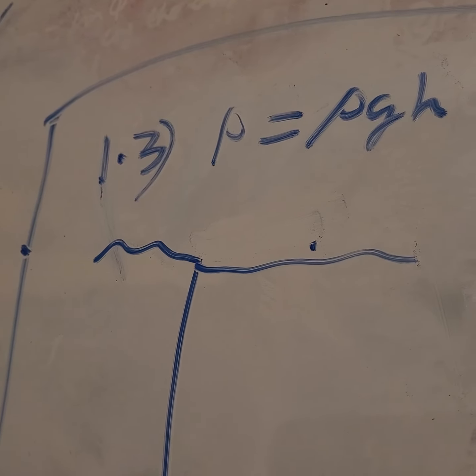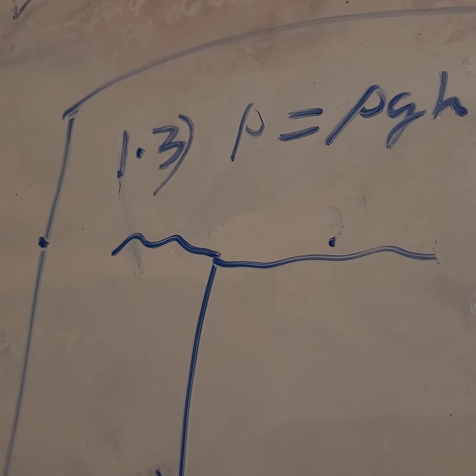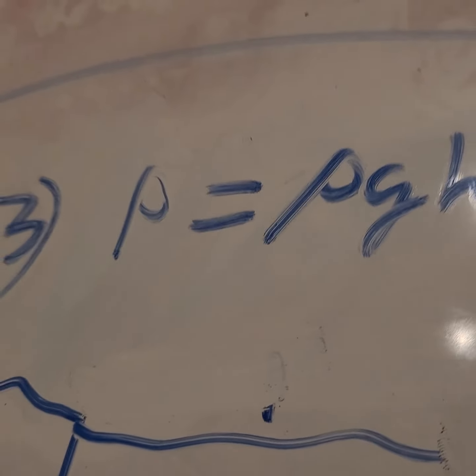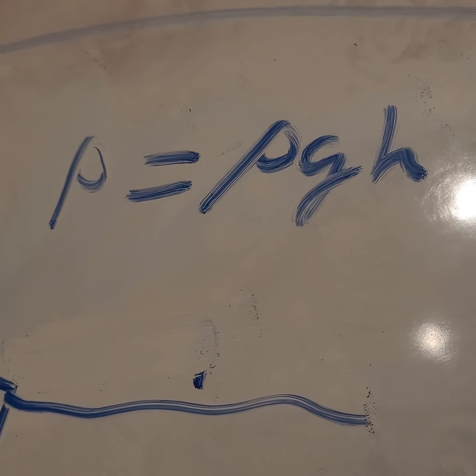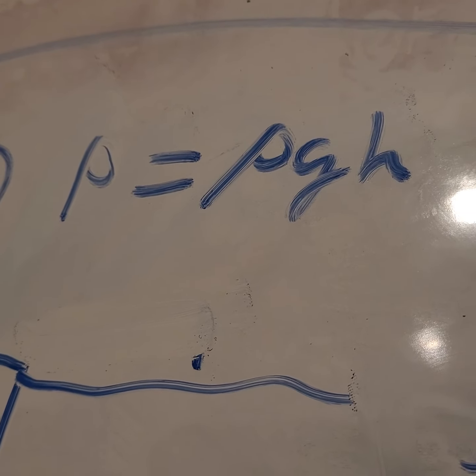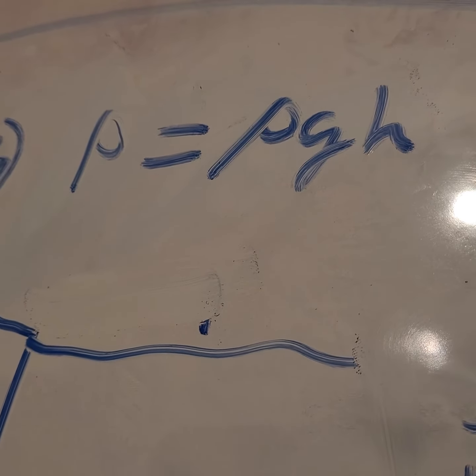Work solution for EP sheet 6, question 1.3. So we use this equation, pressure is equal to density multiplied by gravity multiplied by height. We can use this for liquids.